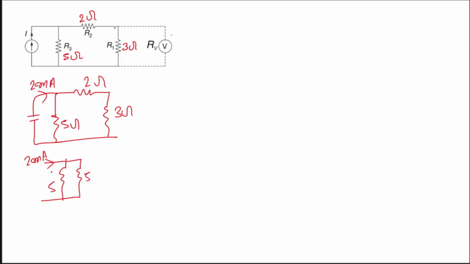Current has to get divided into two branches. Both branches have an equal value of resistance, so an equal amount of current will get divided. So here the current coming will be how much? 1 milliampere. So 1 milliampere is the current going in which branch? In this branch, right? So across this 1 milliampere, what will be the voltage drop across 3 ohm?